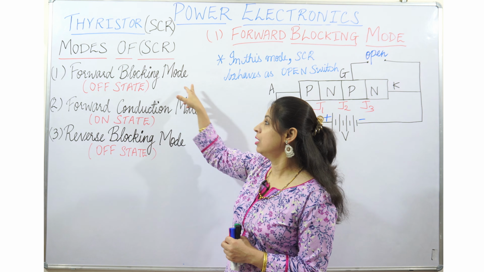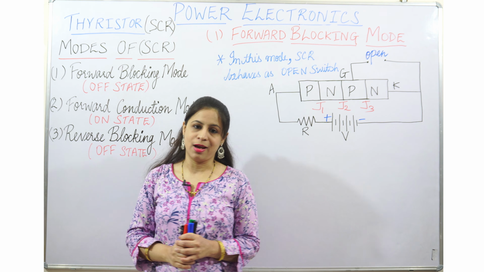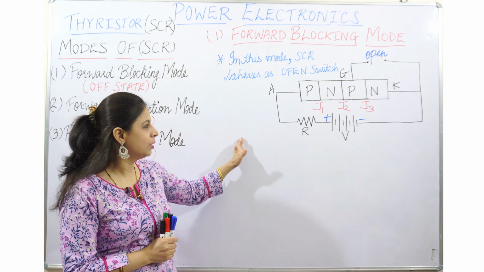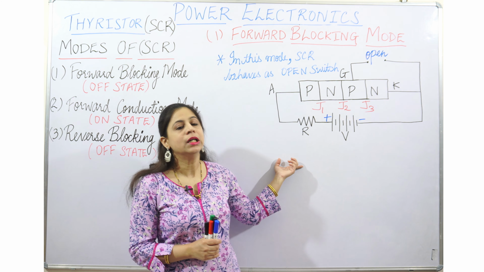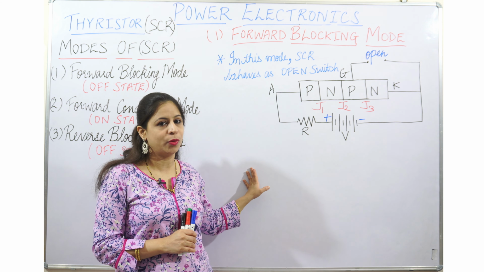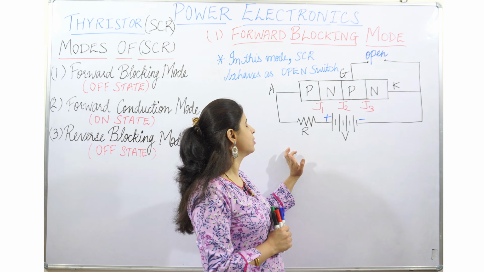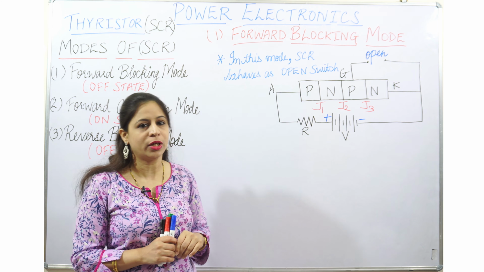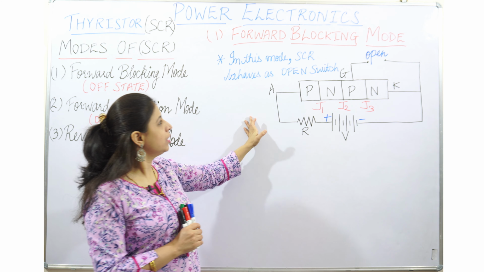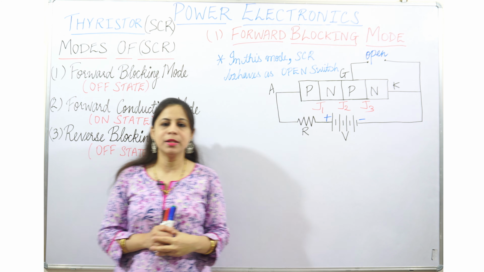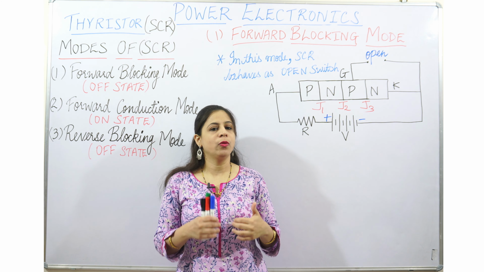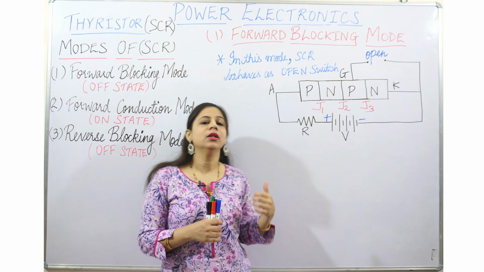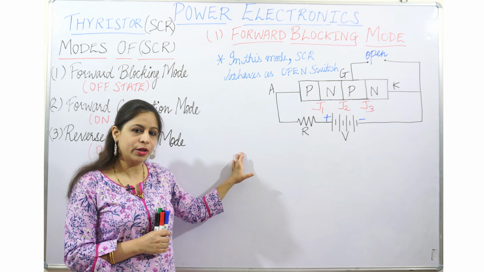So let us start with the forward blocking mode of the SCR. We already know that the thyristor SCR has three terminals and three junctions. The three terminals are the anode, cathode and the gate, and the three junctions are J1, J2 and J3. In this mode the SCR behaves as an open switch. So let us see how it behaves as an open switch and what happens when the SCR is working in the forward blocking mode.